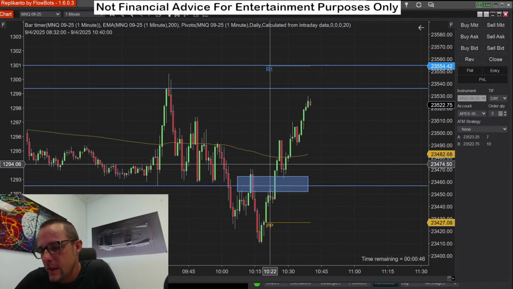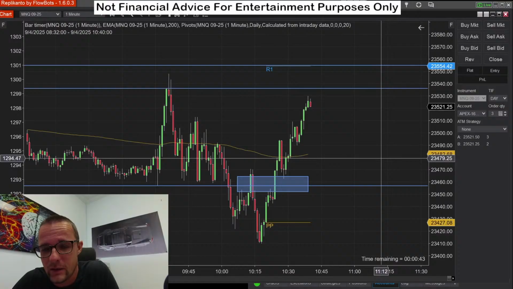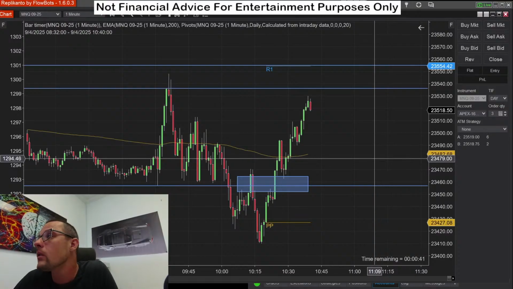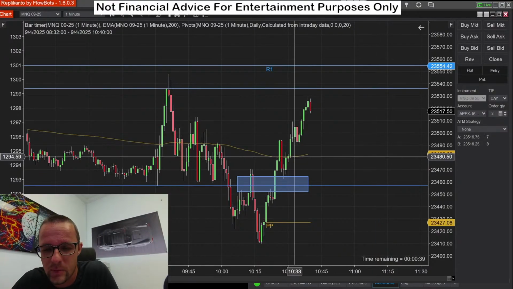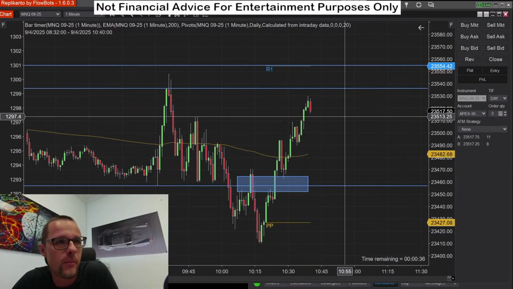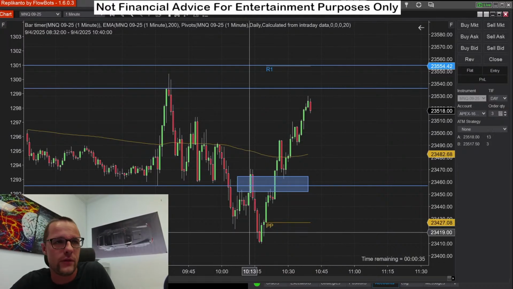It is coming up to that 10:30 mark. Sometimes we get reversals at 10:30, which it's at 10:39 actually, but we're trending above VWAP, so that's one thing you've got to be careful with.